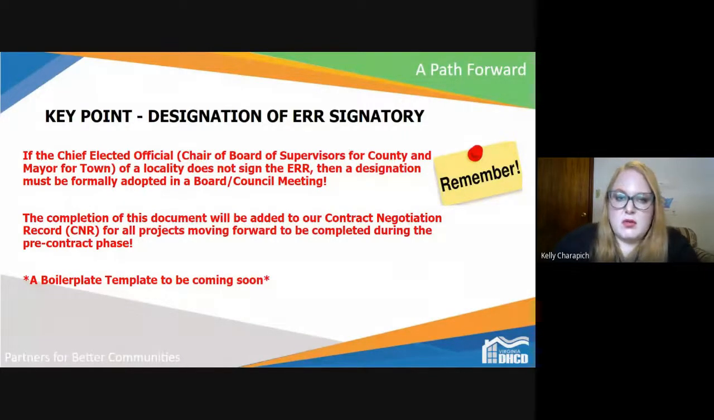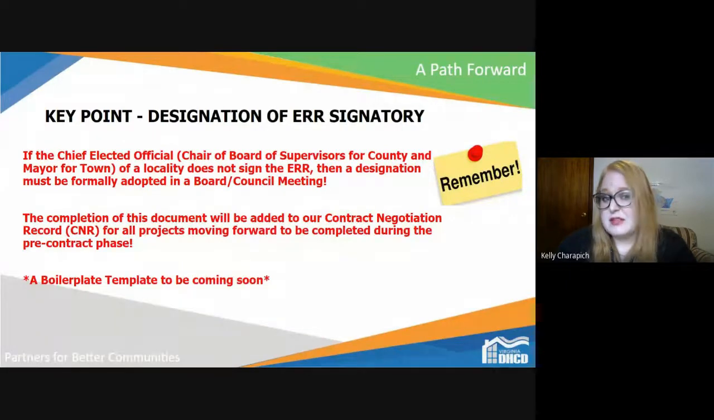Designation of environmental review record signatory. Whoever signs the environmental review record has to be the chief elected official. That is the chair of the board of supervisors for the county and the mayor for a town. If the chief elected official doesn't have as much hands-on knowledge of the project and you would like to designate somebody else to sign it, for example, the county administrator or the town manager, you can do that. But we do have to have a designation formally adopted in a board or council meeting.